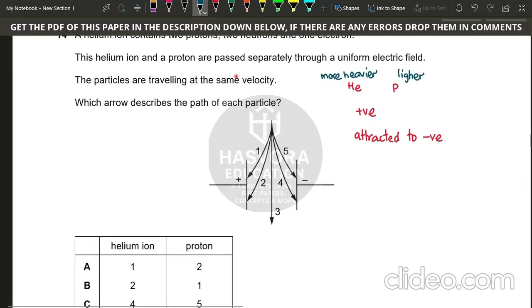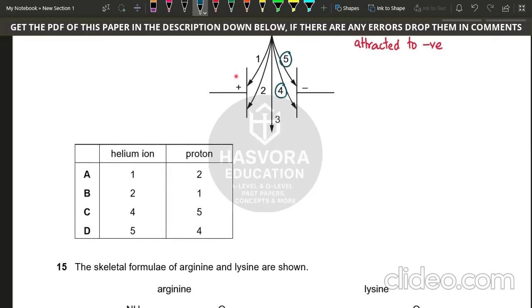Okay, so it is a lighter particle, and a lighter particle will deflect more sharply than the helium one. So this means that the fifth one is your proton and the fourth one is your helium. So now you can see that they have confused you in C and D with the same logic. The fifth one is your proton and the helium is the fourth one. Okay, so this means C is your answer.